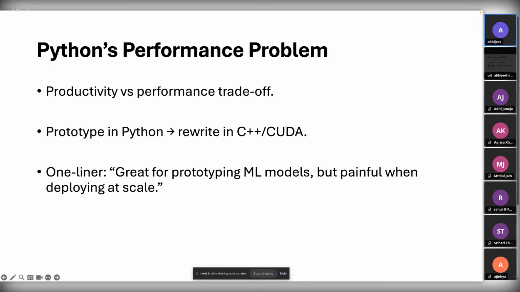The moment you need something that doesn't already exist in libraries, like custom ML kernels or a specialized pre-processing step, you end up writing in C++ or CUDA yourself, and now you are maintaining two stacks. That's the problem Mojo is trying to solve.